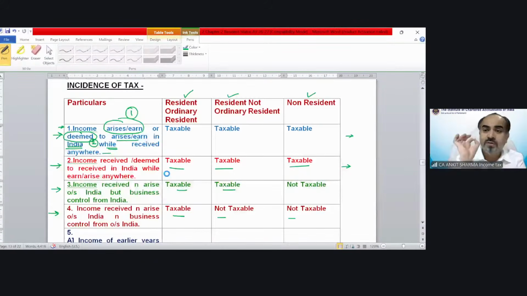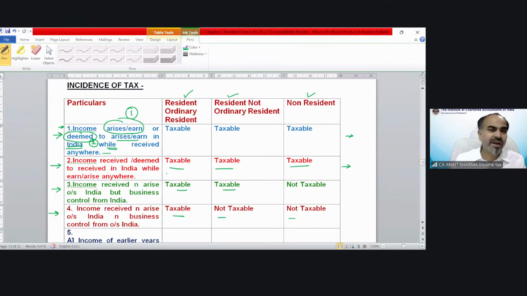So once you have to check the condition, if the income has been earned or deemed to be earned, as I've told you, we will discuss the deemed concept in detail also. But if the income has been earned, arisen, or deemed to arise in India, then it does not matter whether it is received in India or outside India. On that kind of income, you have to pay tax in India.